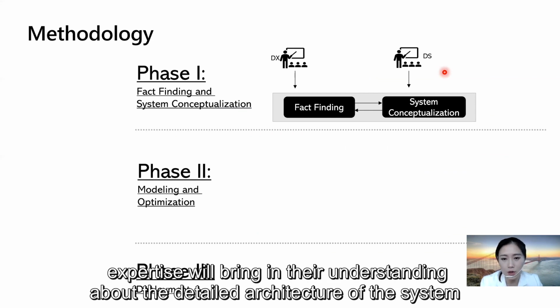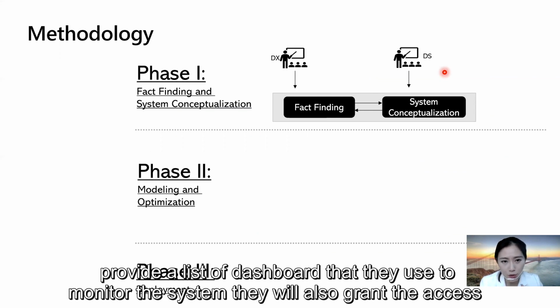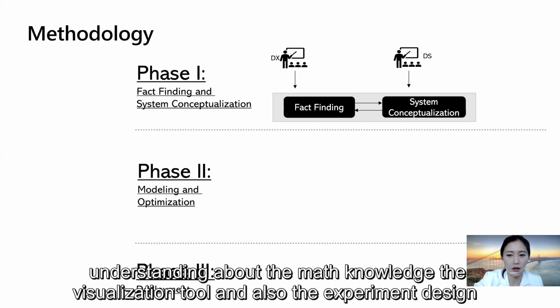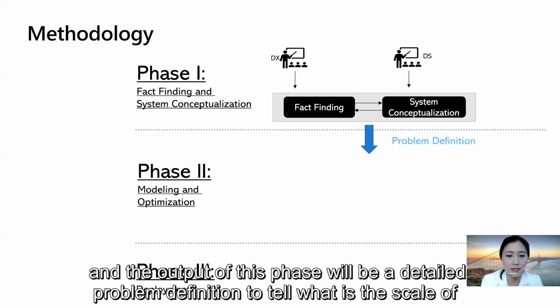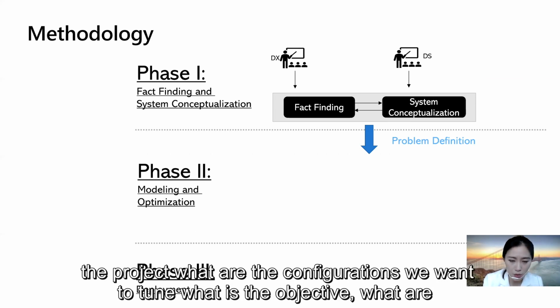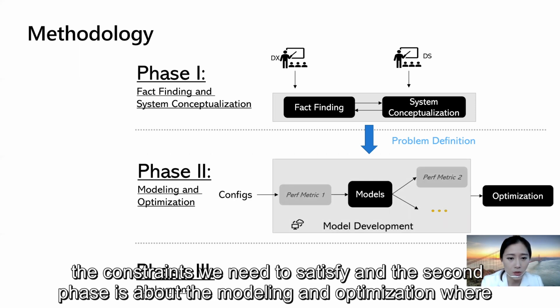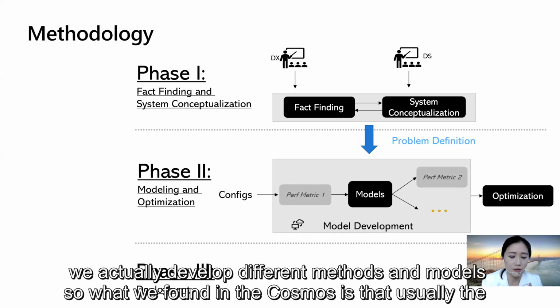The domain experts will bring in their understanding about the detailed architecture of the system, provide a list of dashboards that they use to monitor the system. They will also grant access to telemetry data for the data scientists. And the data scientists will bring in their understanding about the math, knowledge, the visualization tools, and also the experiment design. The output of this phase will be a detailed problem definition to tell what is the scale of the project, what are the configurations we want to tune, what is the objective, and what are the constraints we need to satisfy.